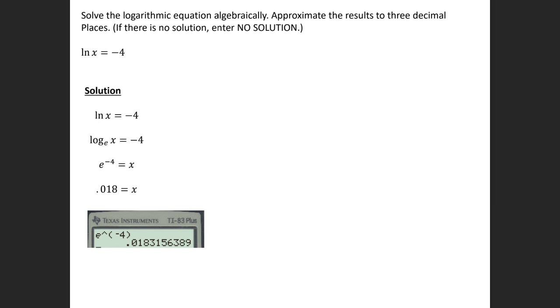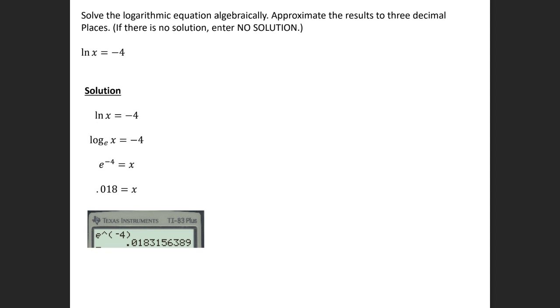Okay, so here I'll rewrite natural log of x using a math log. So this is the same thing. The log of base e of x is equal to -4. And again, this is just a property that we should be familiar with. So now let's go ahead and convert this into an exponential equation.